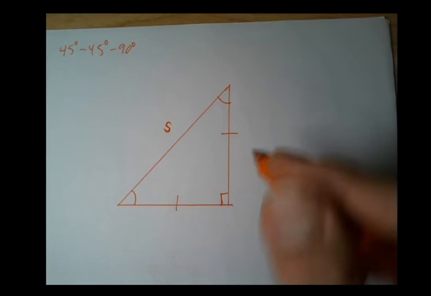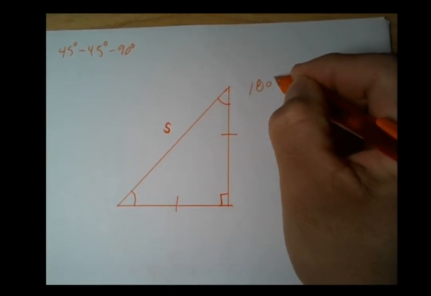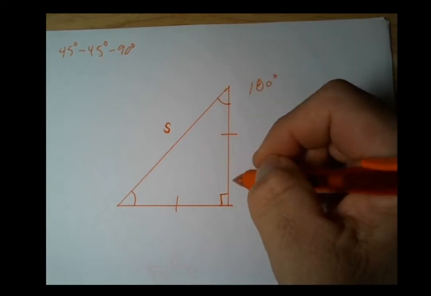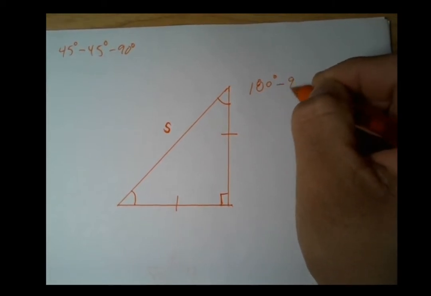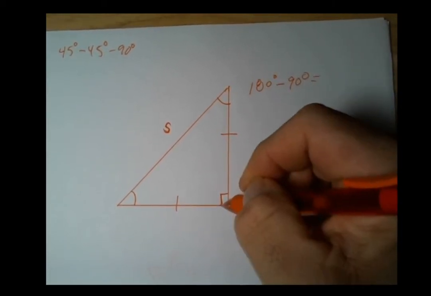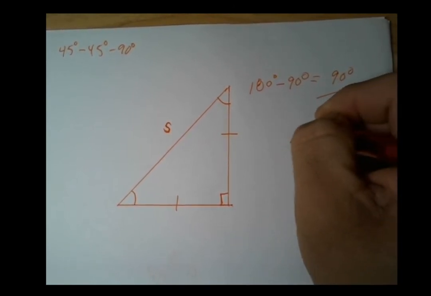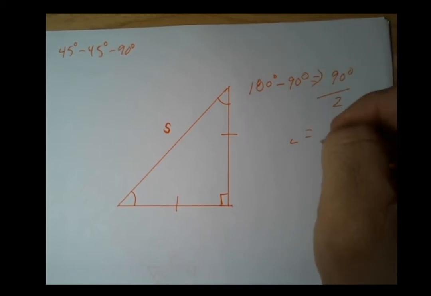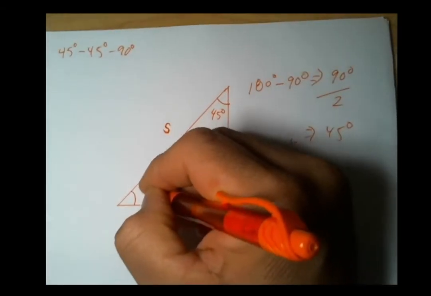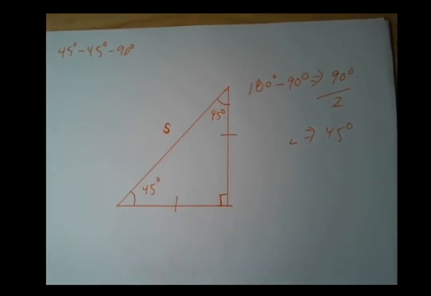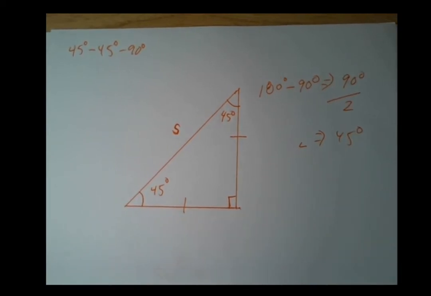Now another thing I know is that the sum of all the angles has to be 180. So if 180 degrees is the total angle measure in a triangle, 90 degrees is this right angle, so that leaves me 90 degrees left. Take half of that, and we get 45 degrees. So each of these is 45 degrees, hence the term 45, 45, 90 triangle.